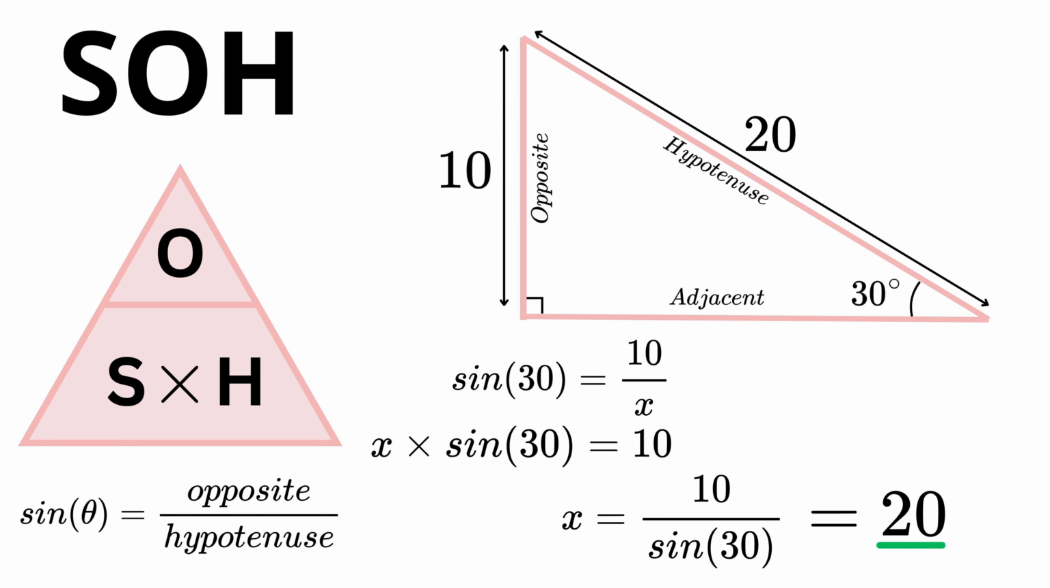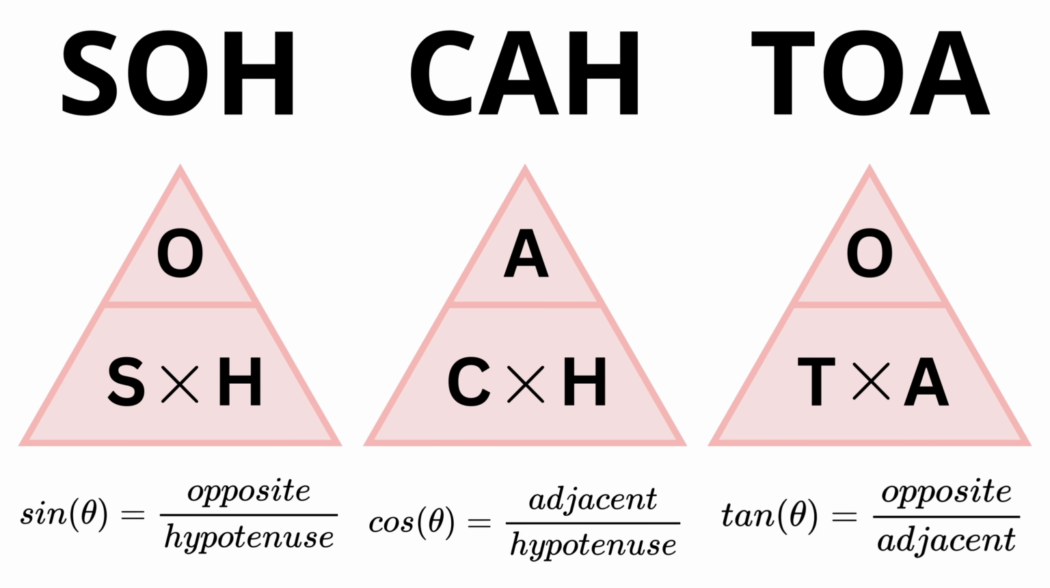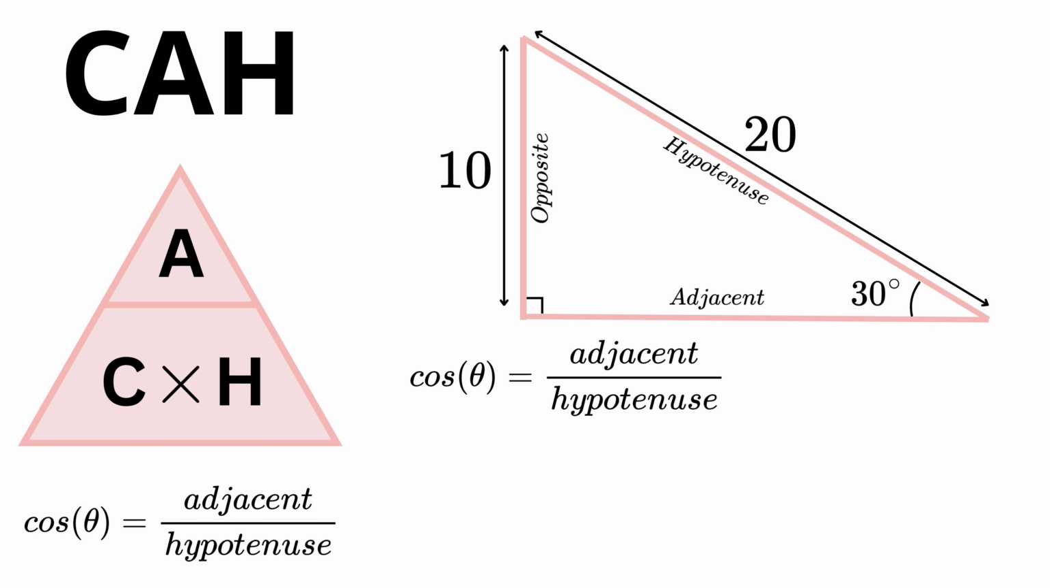Let's say that we wanted to work out the length of the adjacent. When we take another look at our equation, we see that there is no term for the adjacent, so we're going to need to use a different equation. Let's take another look at our equations again to see if we can find one that can help us. We can see that both CAH and TOA have terms for the adjacent. We could use either of these equations, but let's start with CAH, where cos theta equals adjacent over hypotenuse.